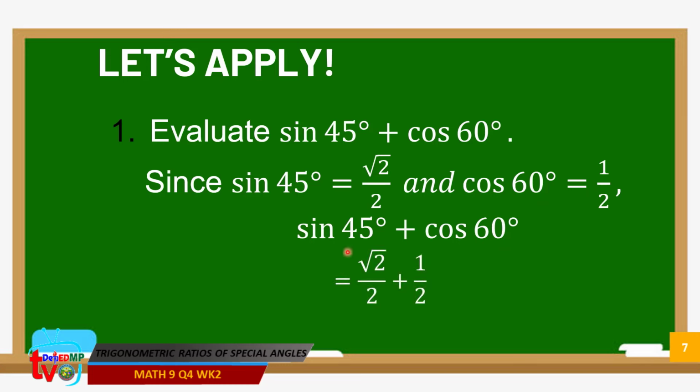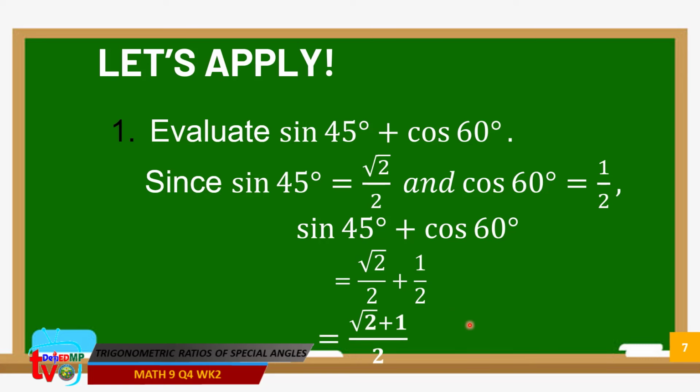sine 45 degrees is square root of 2 over 2. So we just substituted sine 45 degrees by its value, and cosine 60 degrees is substituted by 1/2. So if we add, remember that when adding similar fractions, since their denominators are the same, just add the numerators and copy the common denominator.